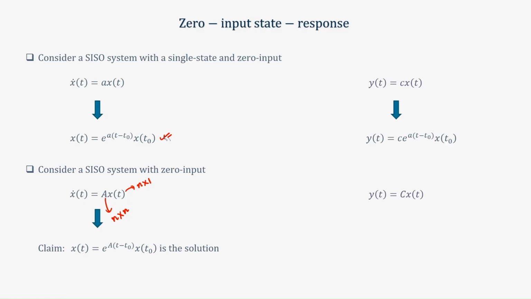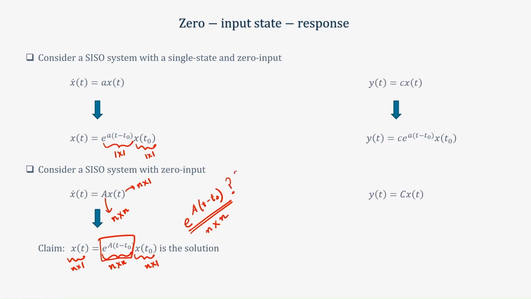Now, you have to be very careful here. Notice that this quantity is just a 1 cross 1 scalar, because a was 1 cross 1. Here, this is n cross n because I have not considered n equal to 1. So, this one must be n cross n because on the left hand side I have to get an n cross 1 vector. So, this e to the power of A t minus t naught is no longer a scalar, it is a matrix and the dimension of this matrix is n cross n. Of course, the question would be how do we find this? We will come to that soon.